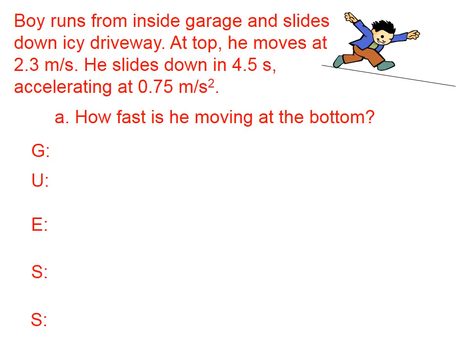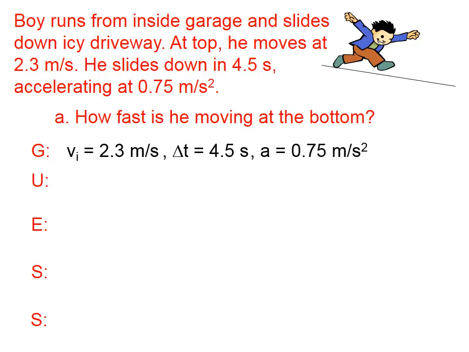So, let's use the GUESS method. What are we given? We're given his initial speed, 2.3 meters per second. We're given the time, 4.5 seconds. And we're given his rate of acceleration, 0.75 meters per second squared. And we're asked, how fast is he moving at the bottom? Which is the final speed.